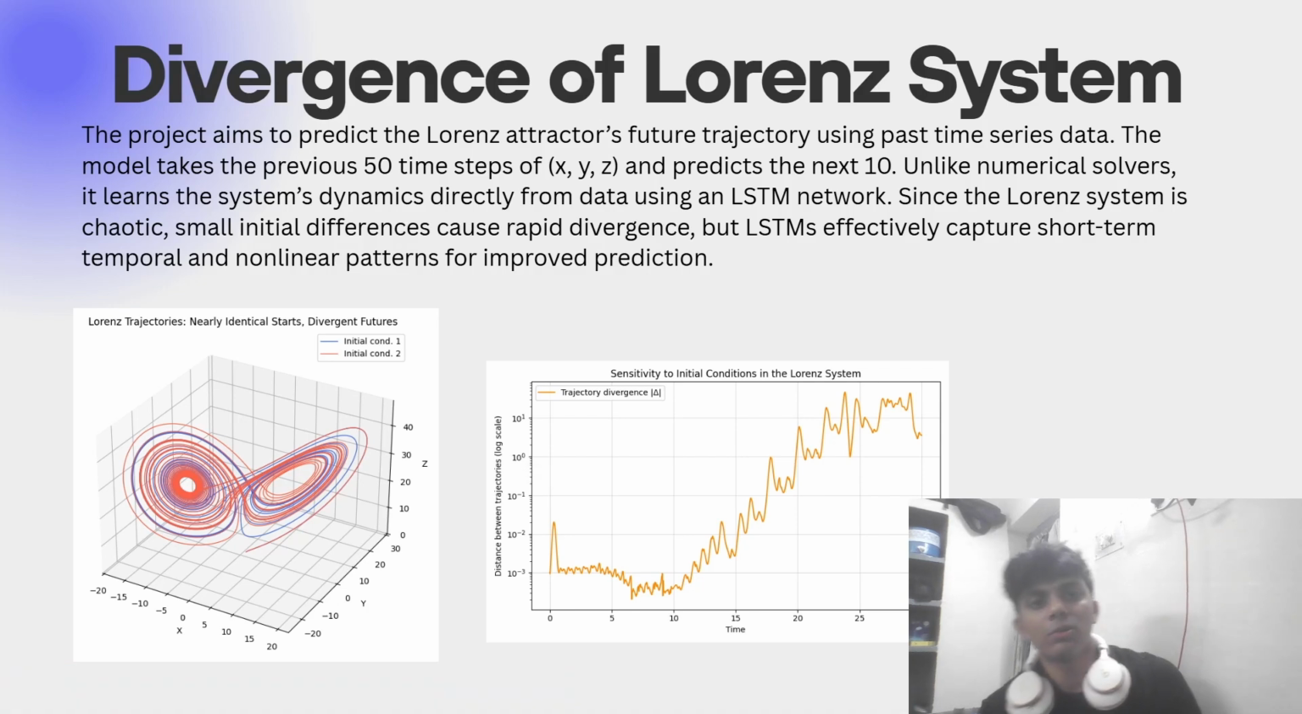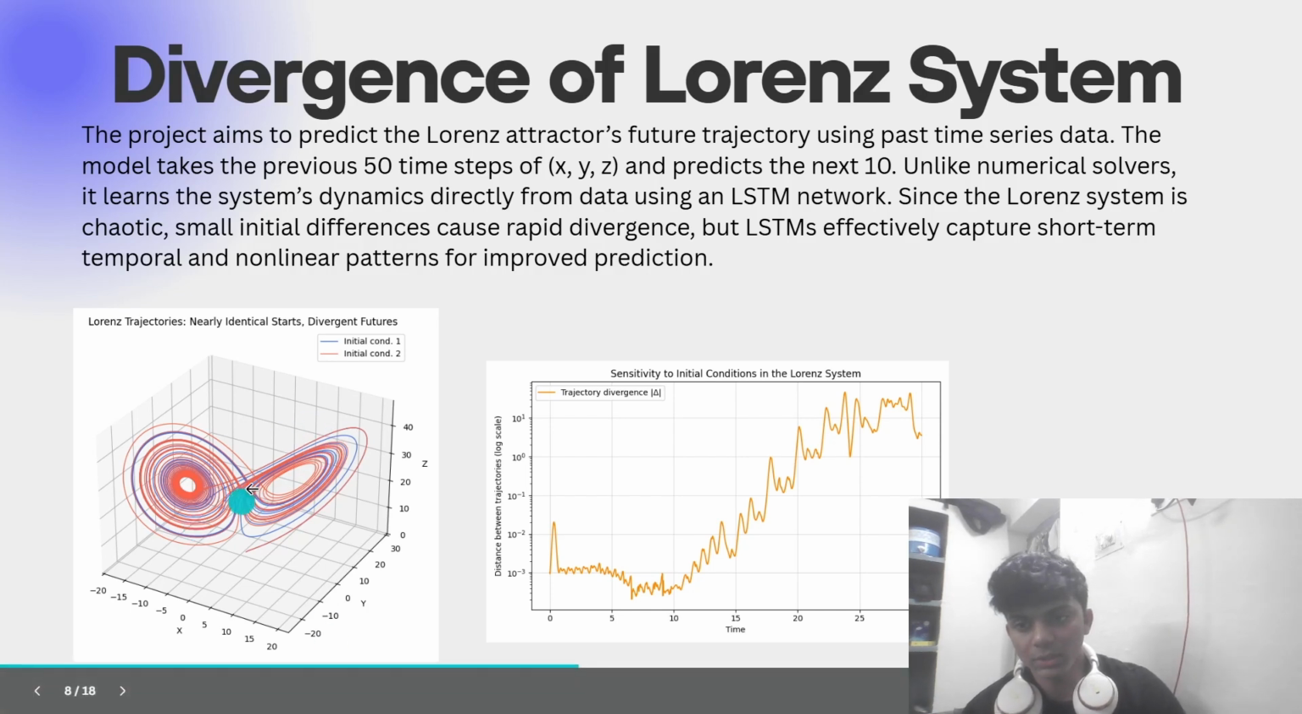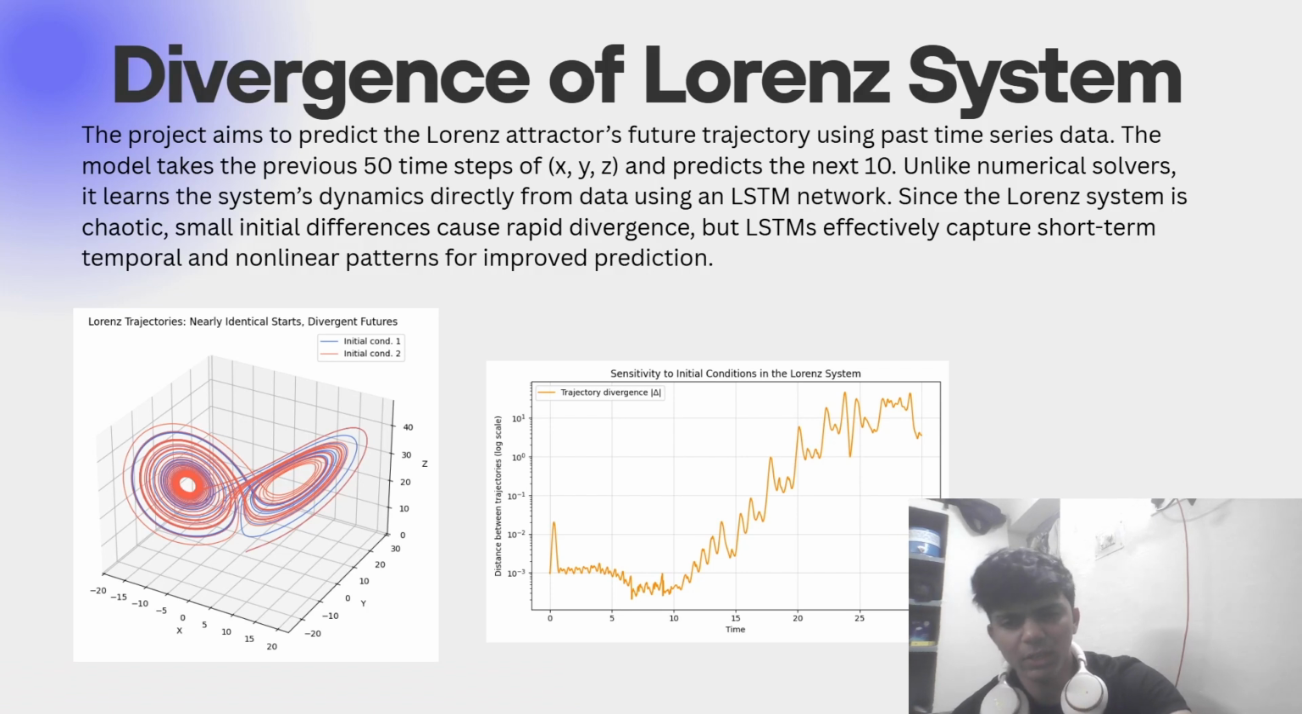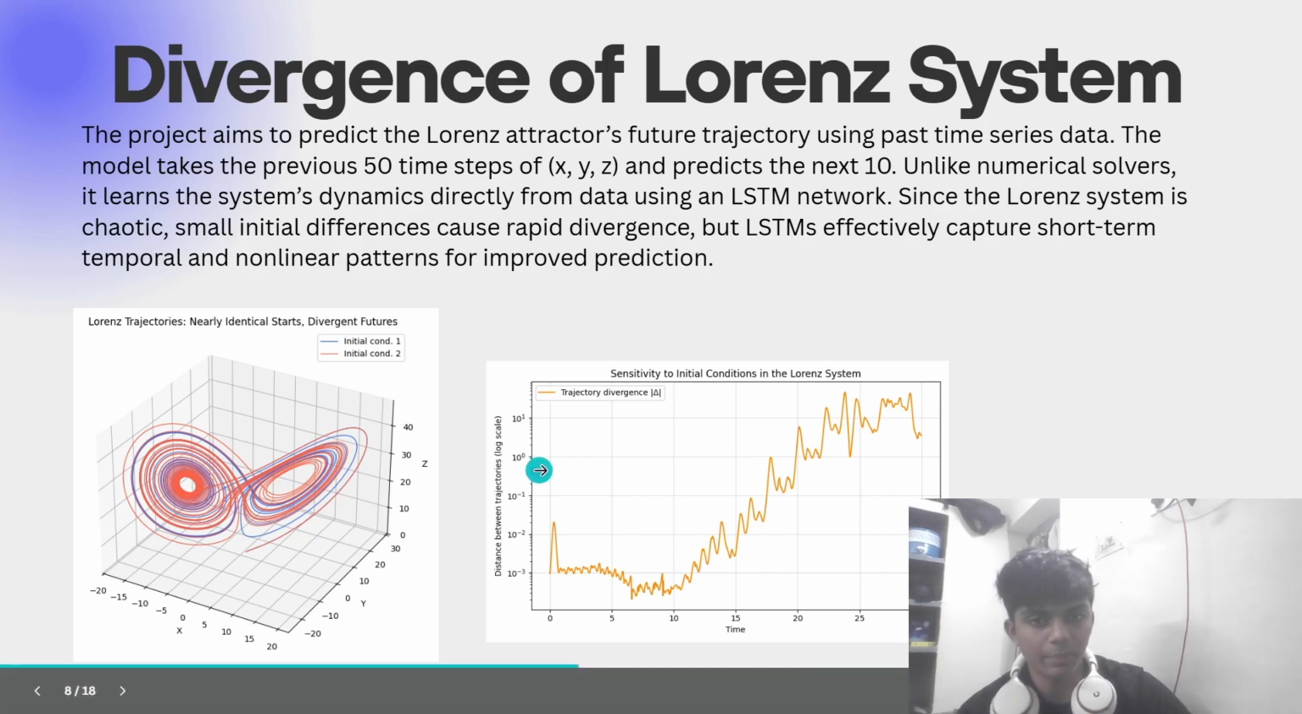Talking about the divergence of the Lorenz system, as it is chaotic in behavior, the system diverges very easily. I have plotted those divergences over here for two different initial conditions, which vary by a very small amount. These have very large divergent features, and this is the distance between the trajectories on the log scale with time.